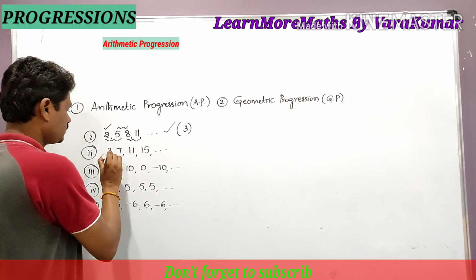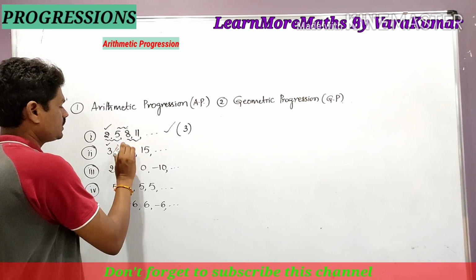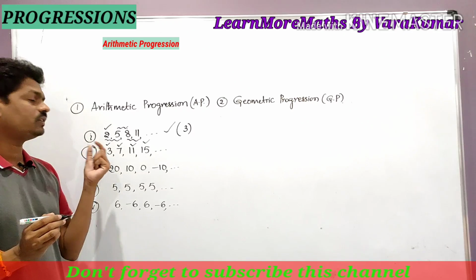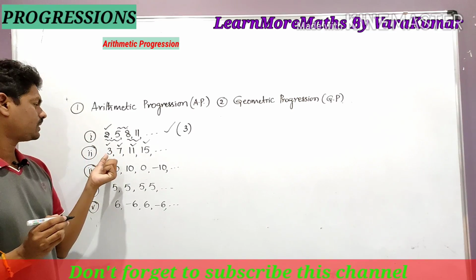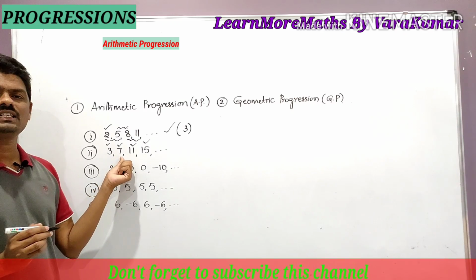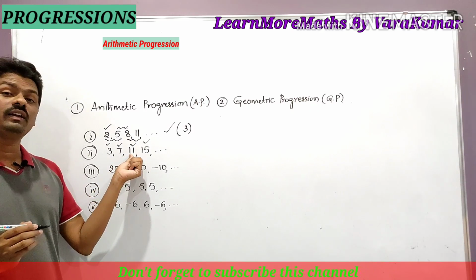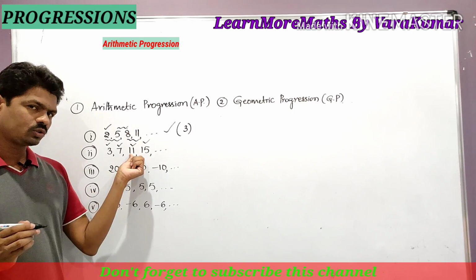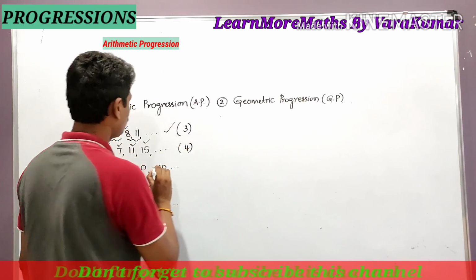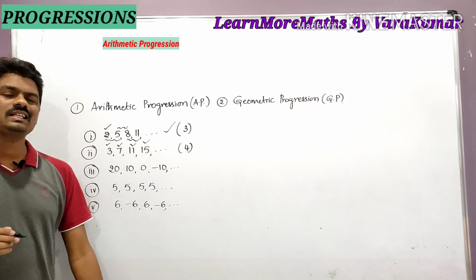Next, taking the second list of numbers: 3, 7, 11, 15, student. Again you have to observe: is there any relation between the two successive numbers? First take 3. If you add 4 to the 3, you get 7. Again if you add 4 to the 7, you get 11. Again if you add 4 to the 11, you get 15. So here by adding 4 to the preceding number, we get the next number.